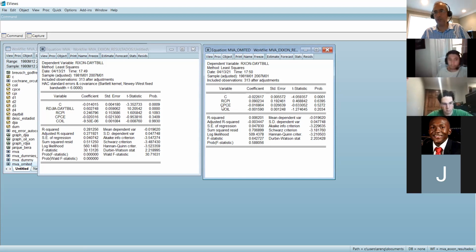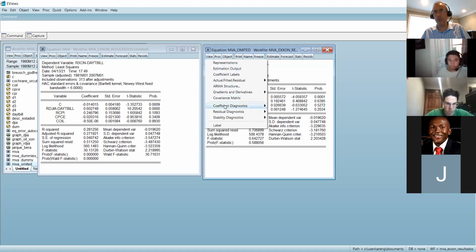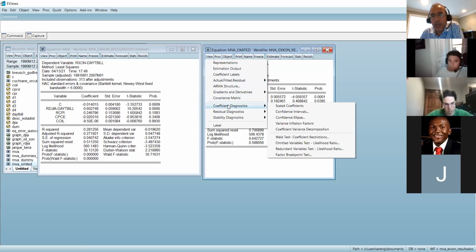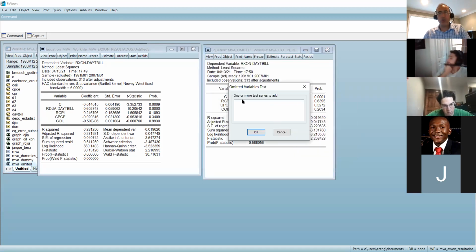You understand what I've done here first? Okay. So now what I will do is view, coefficient diagnosis, and then you go to omitted variable. So it's view, coefficient diagnostics, omitted variable test. Just click here, and then you write the variable that we need to include, RDGA, should be here, minus, this is the name of my variable, day TVL. So this is the variable that I want to test.